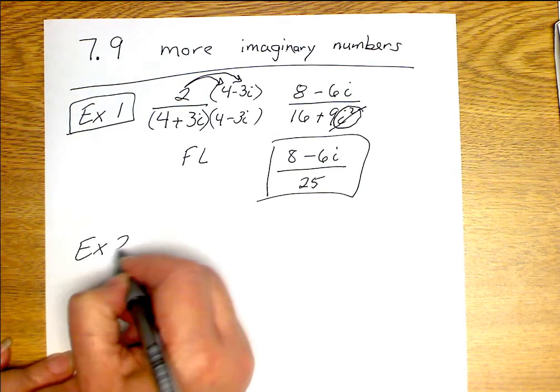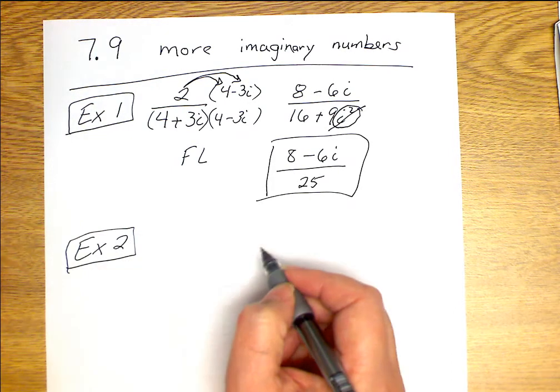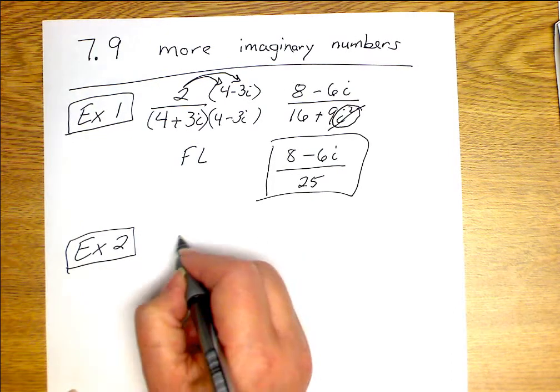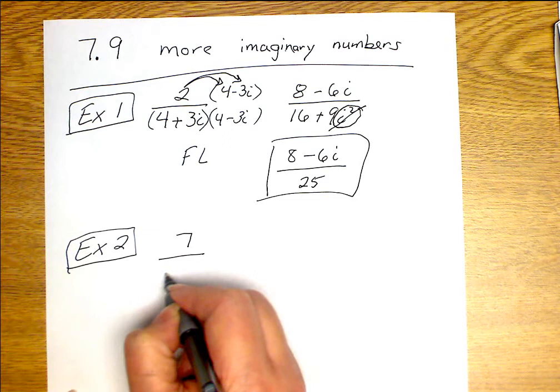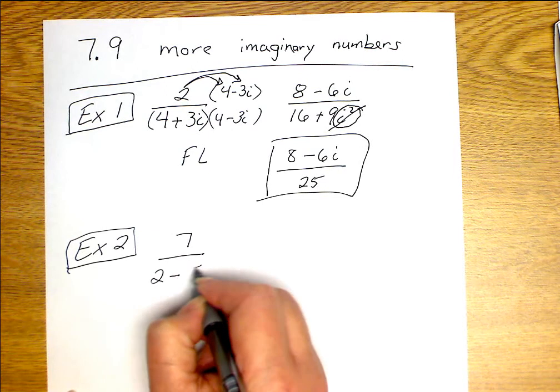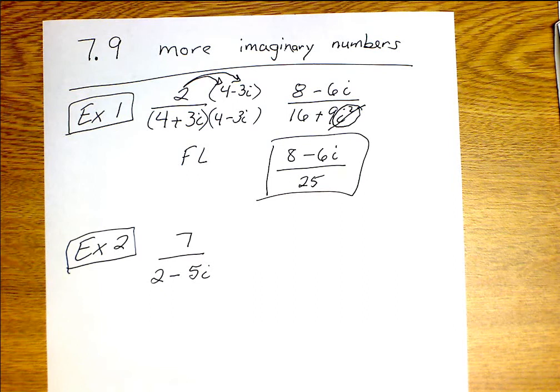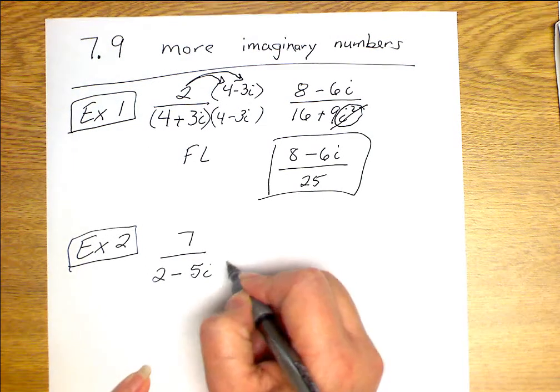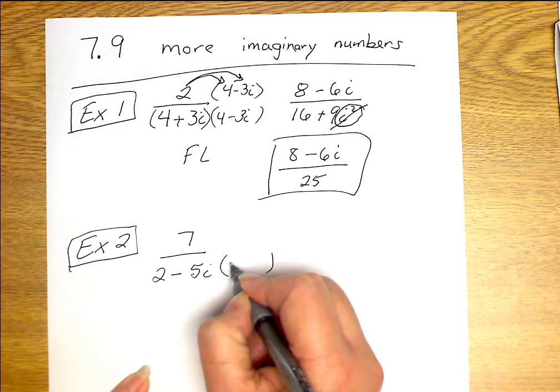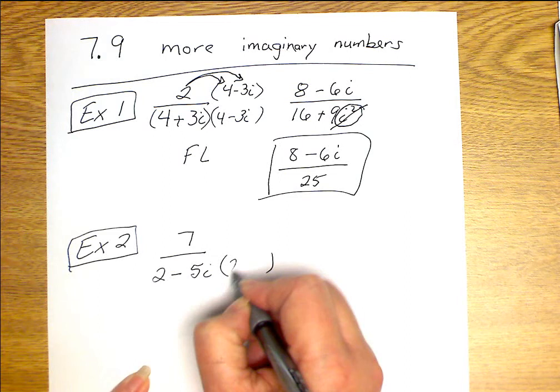Example 2. I want you guys to try this one. We have 7 over 2 minus 5i. So I want you to take a moment and try to do that one. All right. First thing, ladies and gentlemen, what do we have to do? Multiply top and bottom by 2 plus 5i.